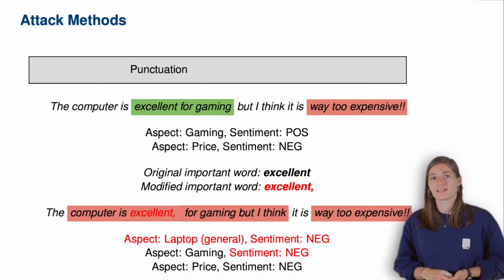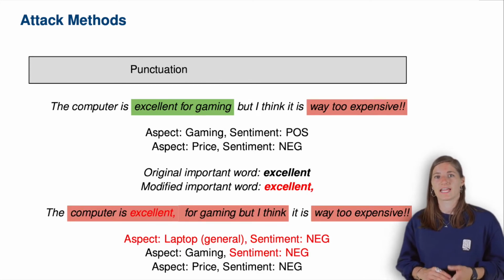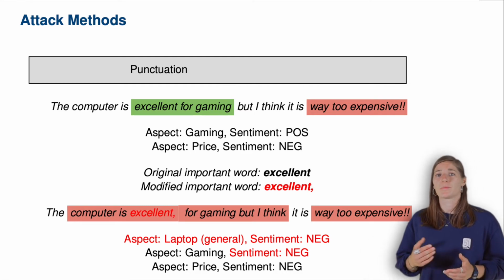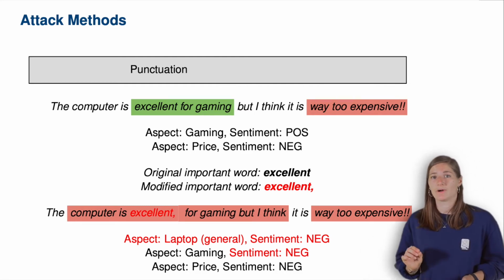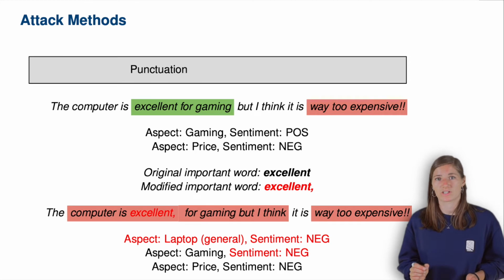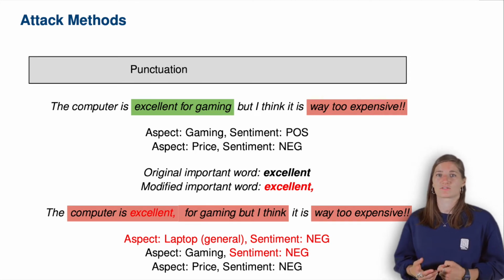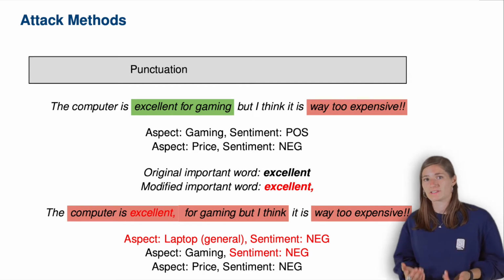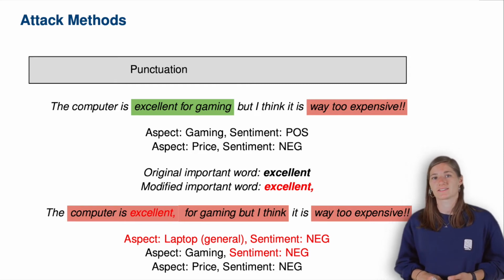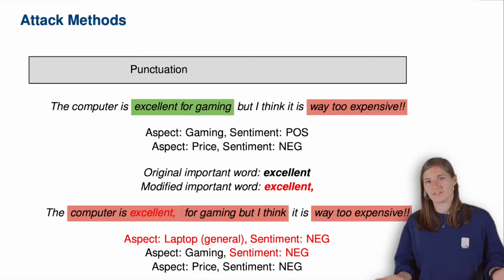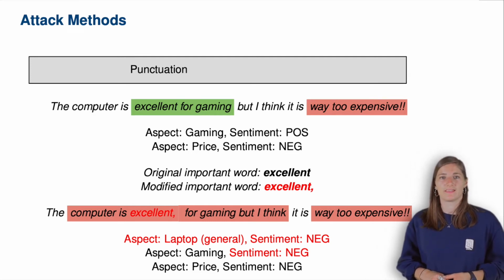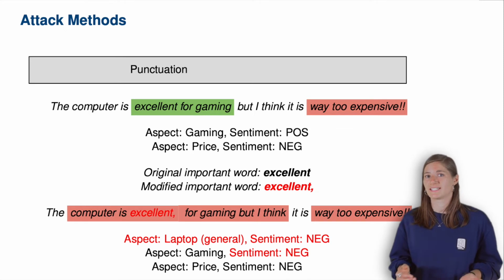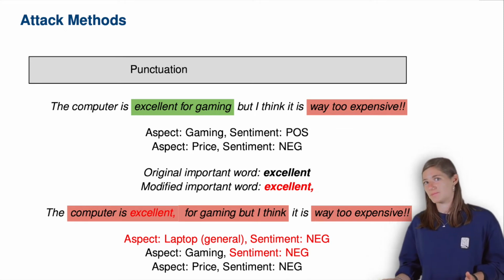The last one is the punctuation method. It is also the simplest one, where we wanted to find out whether a single comma added after the important word poses an efficient way to cause misclassifications. Additional commas might occur in practical use cases and are not easily identified as adversarial examples by human observers. Here, the classifier falsely detects a negative sentiment about the laptop in general.